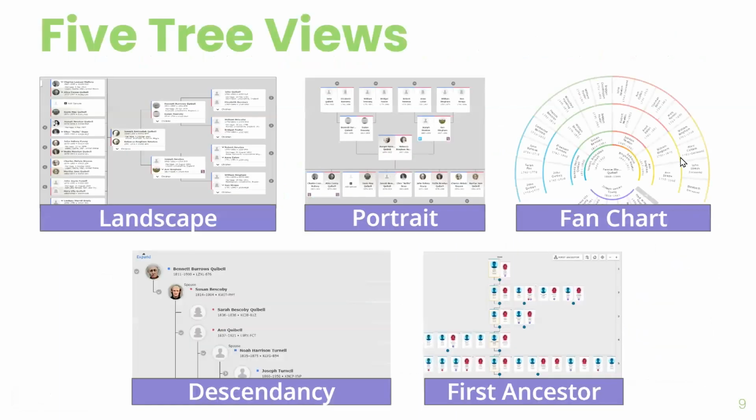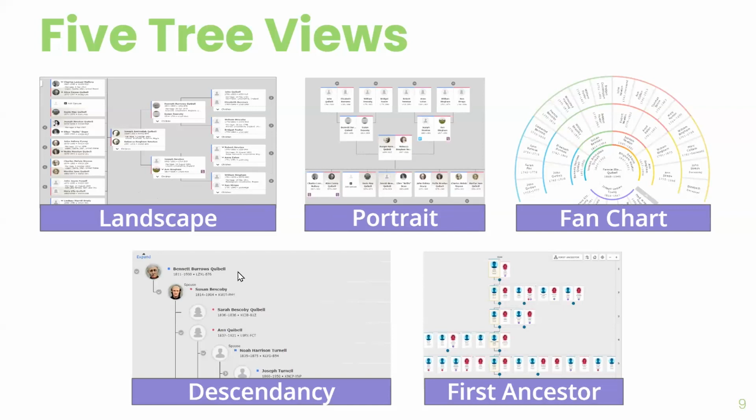So in tree views, we now have 5 views. There used to just be 4, but relatively recently they've rolled out a new one. So Landscape is the traditional view that goes from left to right. Portrait is very similar, except it's flipped on its side and it goes top to bottom. Fan Chart puts a person at the center of a set of concentric circles with the ancestors heading back in those concentric circles. Descendancy is actually one of the trickier views.